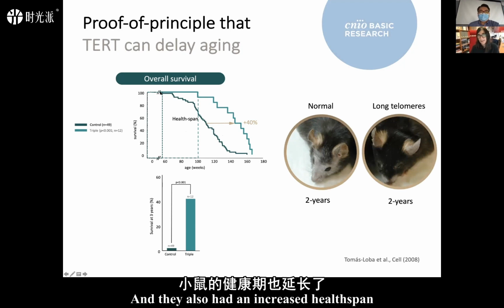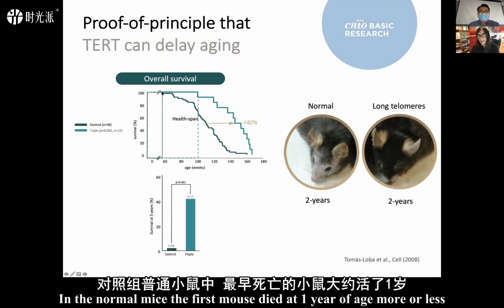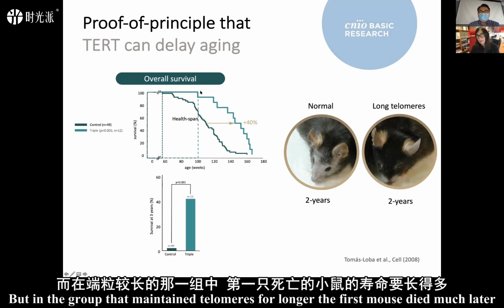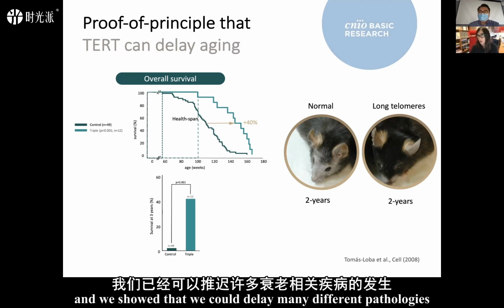And they also had an increased health span. So the first mouse died 3 times later than in the normal mice. In the normal mice, the first mouse died at a year of age, more or less. But in the group that maintained telomeres for longer, the first mouse died much later. So we are delaying aging. And we showed that we could delay many different pathologies.